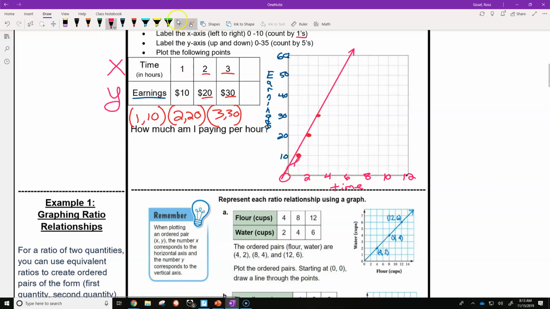Whoops. Hey, what's going on here? Why can't I choose what I want? Yes. All right.